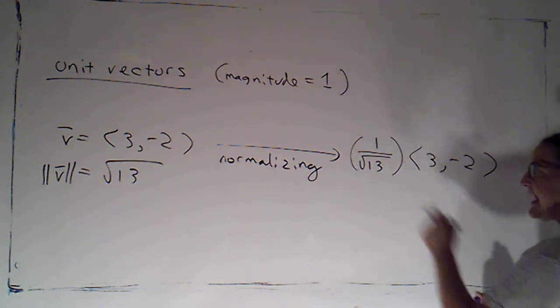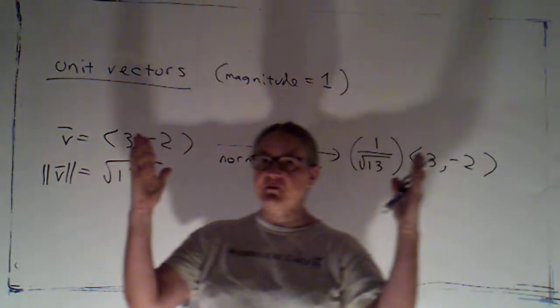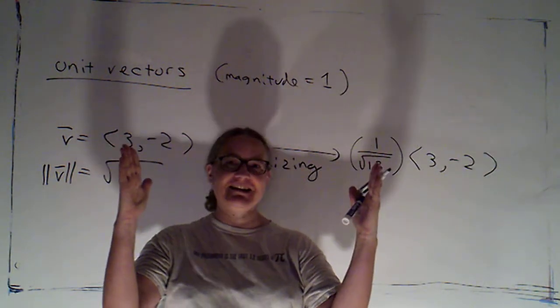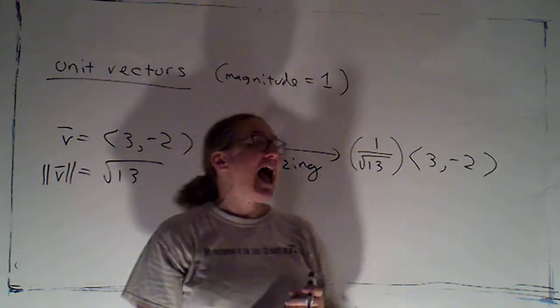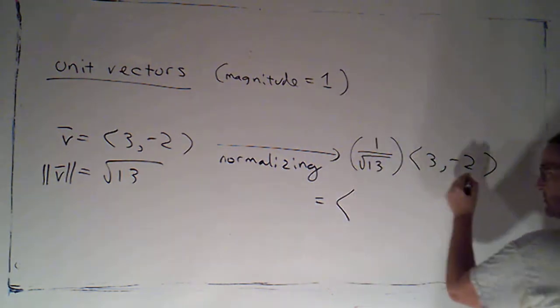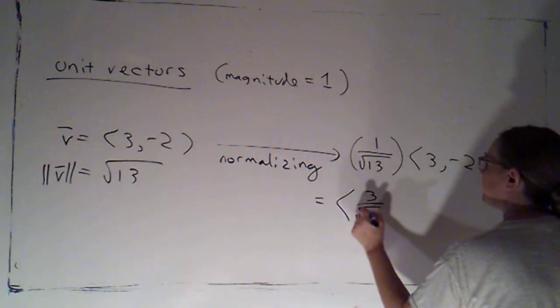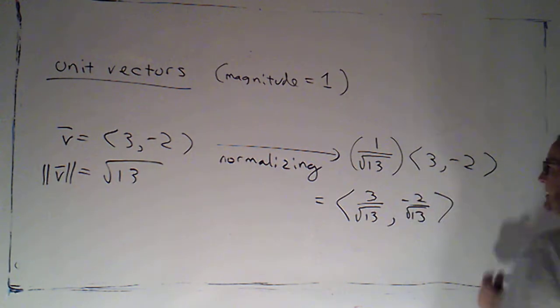I'm going to scale it by that amount. So I started with a vector whose length was root 13. I shrunk it by a factor of 1 over root 13. I should now have a unit vector. Let's double check. So if I do the scalar multiplication, this becomes 3 over root 13, -2 over root 13.